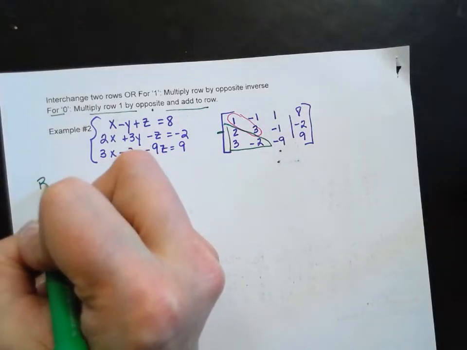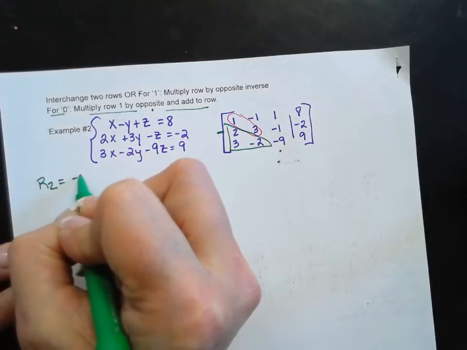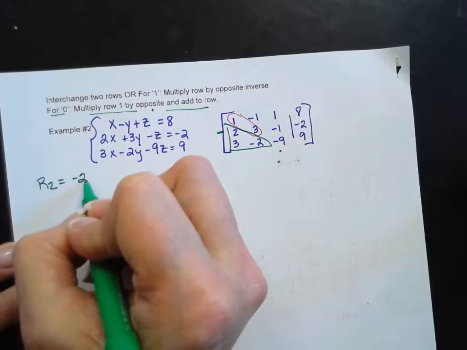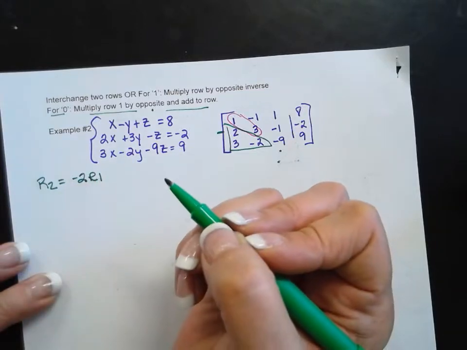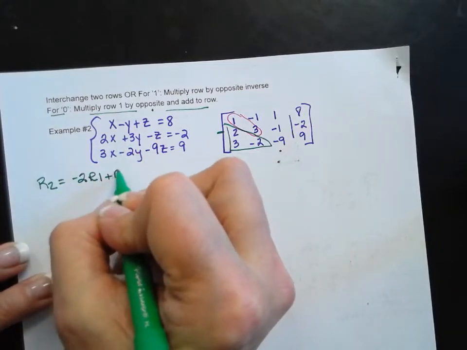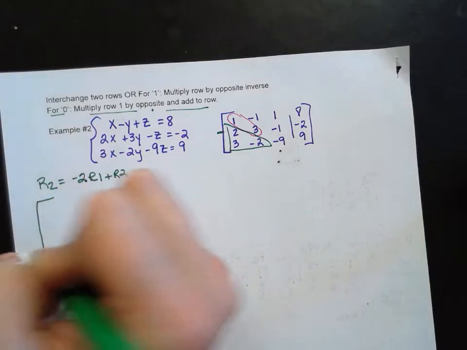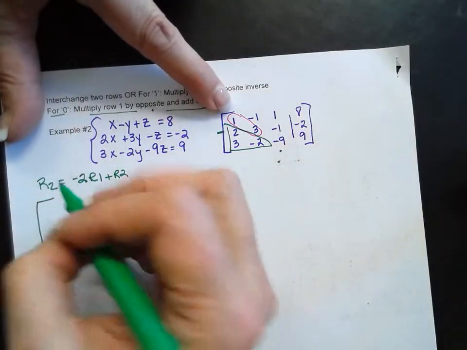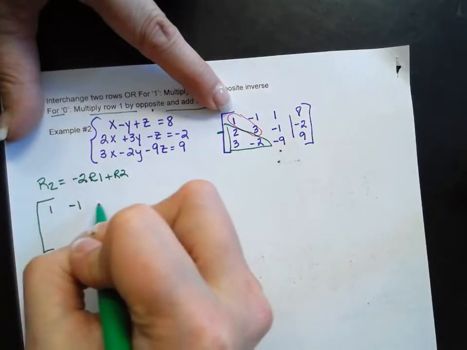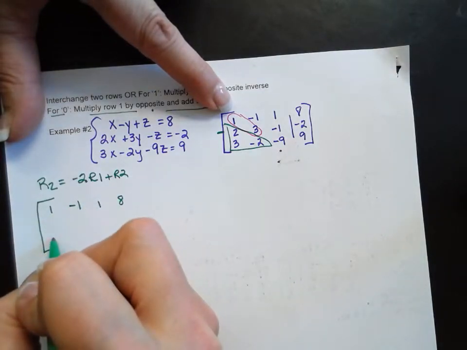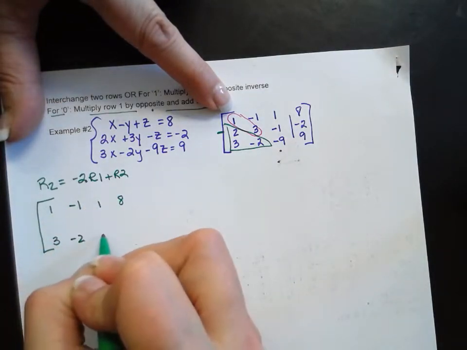So my rule is going to be that I'm going to have -2 times row 1 plus row 2. Everybody good with that part? Okay. All right. Then row 1 stays the same. Row 3 stays the same.